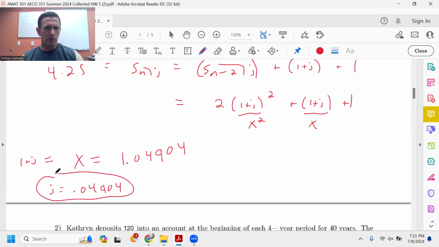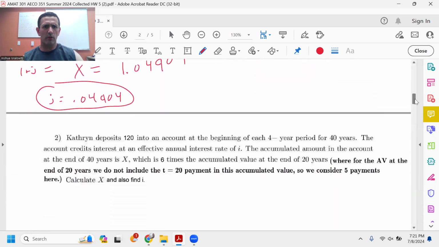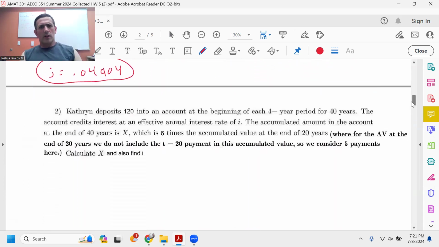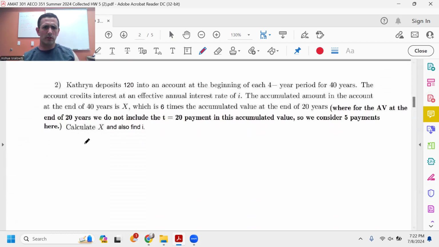All right, so another reasonable interest rate, about 5%, 0.04904. Okay, number 2. So Catherine deposits 120 into an account at the beginning of each 4-year period for 40 years. So let's do that.